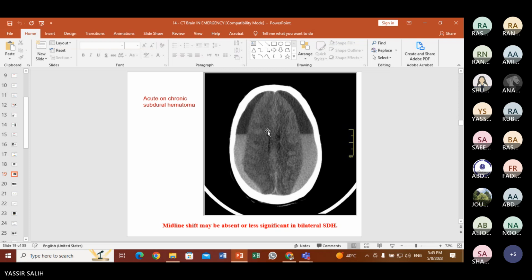Midline shift. It shifted to the other side, and the lateral ventricles are compressed. Yes. But what is actually the main or cardinal abnormality?